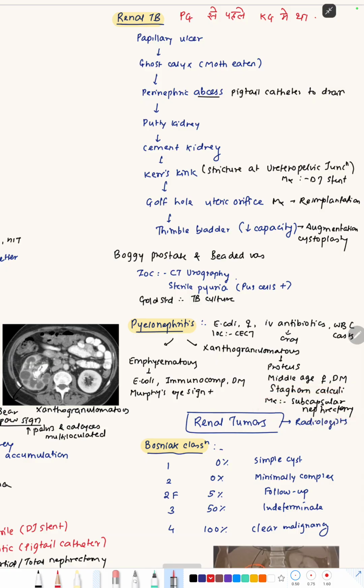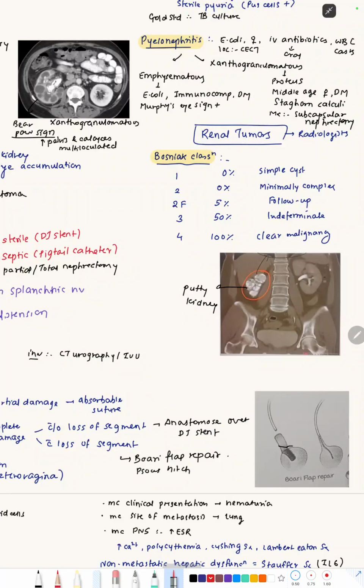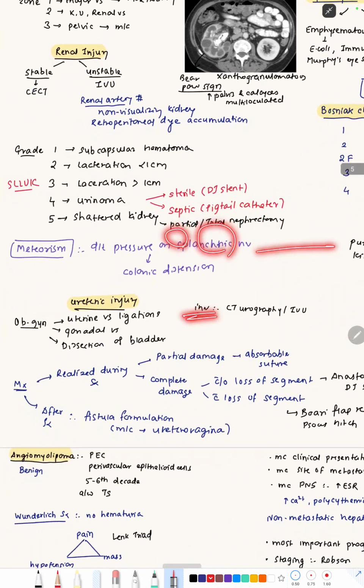Now moving on to the next very important topic, that is the renal tumors. So these renal tumors are mostly found by the radiologists. The classification that is used is the Bosniak classification. Bosniak class 1, it's a simple cyst with 0% chances of malignancy. In 2, it's a complex cyst, minimally complex in nature, again 0% chances. 2F, that is follow-up, is required with 5% chances of malignancy. In 3, it's an indeterminate cyst and 50% chances of malignancy. And in class 4, it's a clear malignancy having 100% chance. This is the putty kidney, this is Bovary flap repair.